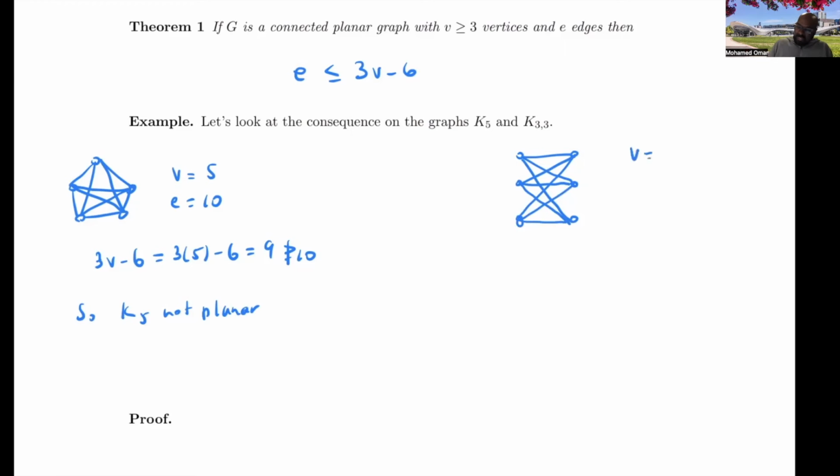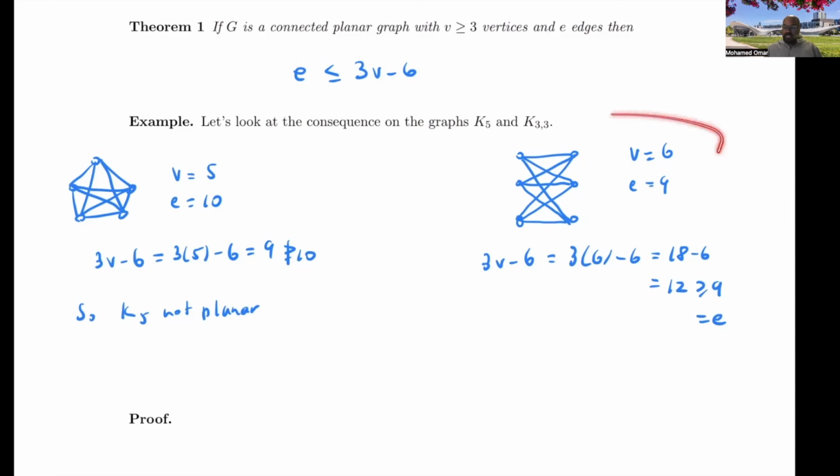Okay, so this graph has 6 vertices and 9 edges. So let's check this inequality. 3V minus 6 is 3 times the number of vertices minus 6. 18 minus 6, and that's 12. And that is greater than or equal to 9, and 9 is the number of edges. So in this case, this particular graph satisfies the inequality. Can we conclude then that this graph is planar?